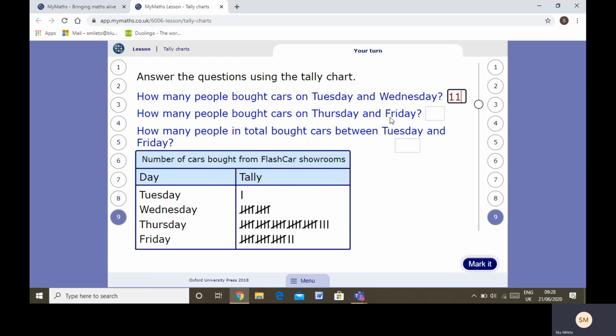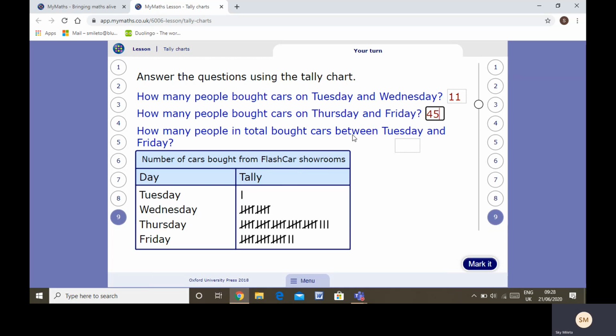How many people bought cars on Thursday and Friday? 5, 10, 15, 20, 25, 26, 27, 28, plus 5, 10, 15, 16, 17. 28 plus 17. Or you could do 5, 10, 15, 20, 25, 30, 35, 40, and then add on the 41, 42, 43, 44, 45.